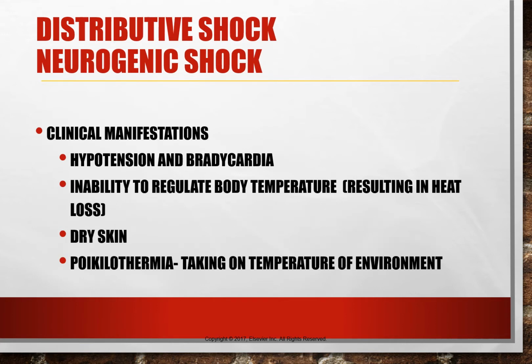So manifestations: they have hypotension, but they have bradycardia. So unlike the other shocks, they actually become bradycardic as opposed to tachycardic, to help with a compensatory mechanism. They also have something called poikilothermia, so they take on the temperature of their environment. Initially, because they have that massive vasodilation, they'll have that flushed look. But then after that fluid starts reabsorbing, they're at risk for hypothermia because of that heat loss. They also will have dry skin. With the other shocks, you'll see some cool, clammy skin, but with neurogenic, they have dry skin.